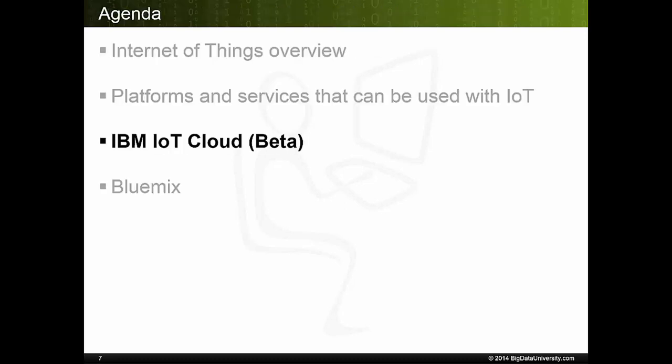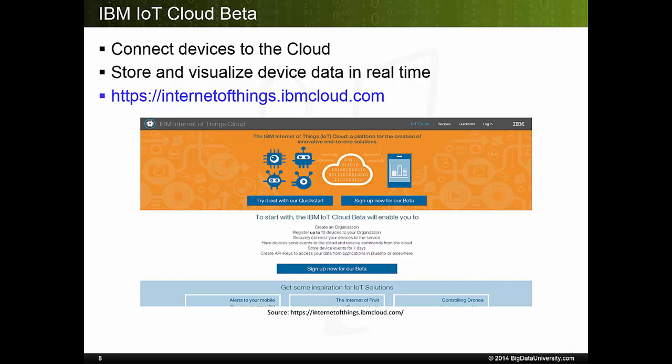IBM IoT Cloud. IBM IoT Cloud is a platform to create end-to-end solutions. It's provided by IBM and is one of the easiest ways to configure and register devices. We can also publish and visualize the data in real time in the cloud. Now let's visit the website. That is internetofthings.ibmcloud.com.